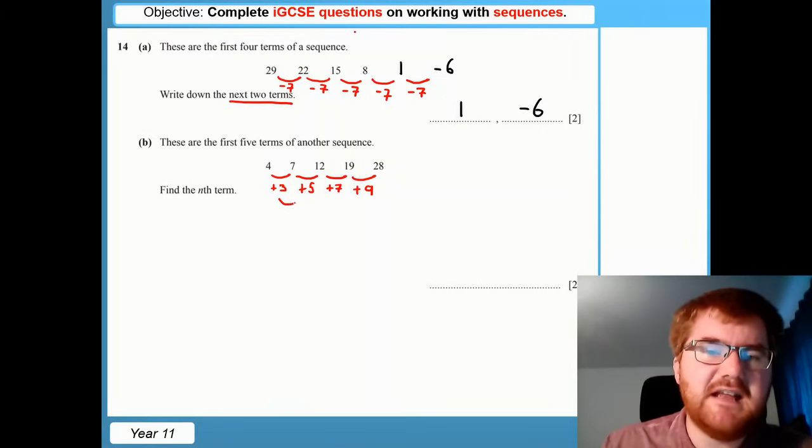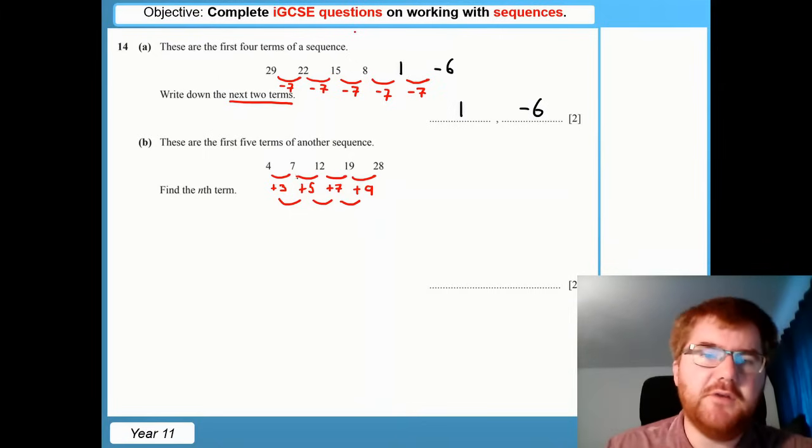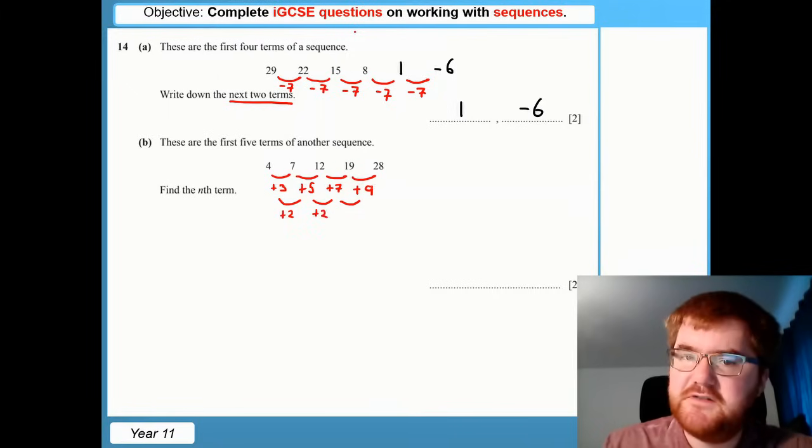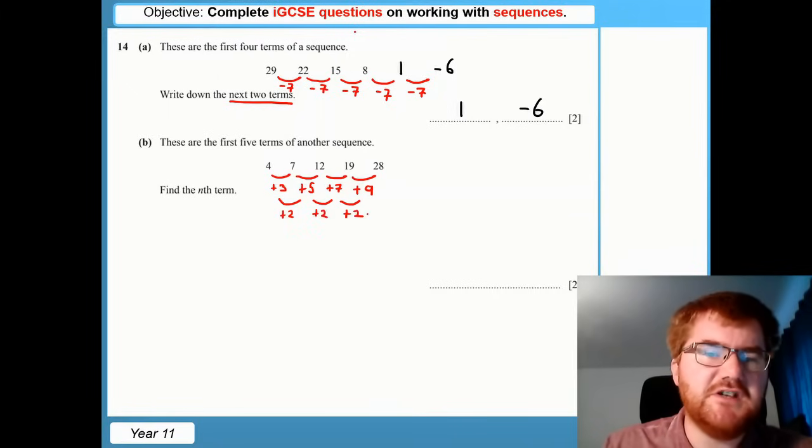Well, let's do the same thing we just did in the previous question with our differences. So how do I go from 3 to 5? Well, that's equal to 2. 5 to 7, that's equal to 2. 7 to 9, that's also equal to 2.